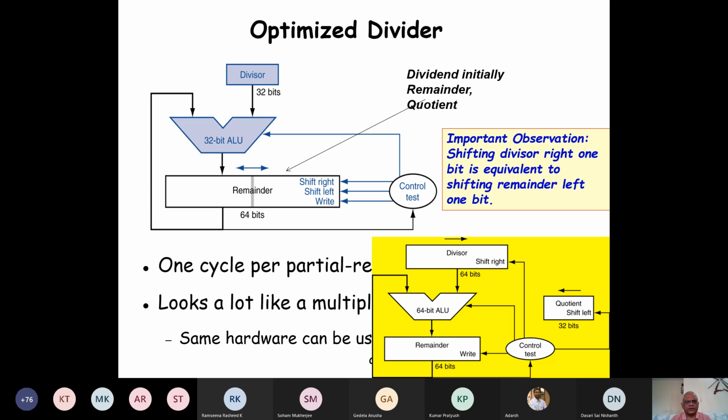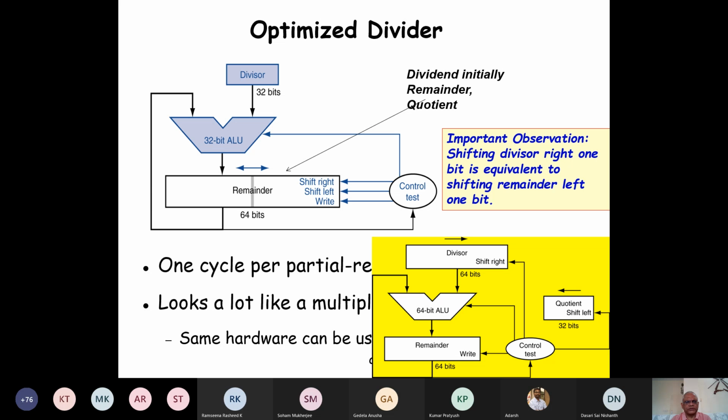Initially, we put the dividend in the least significant 32 bits. We put the divisor in a 32-bit register. We don't need a 64-bit register anymore, and we also need only a 32-bit ALU. So it's much less expensive. And also, we do only shift left.